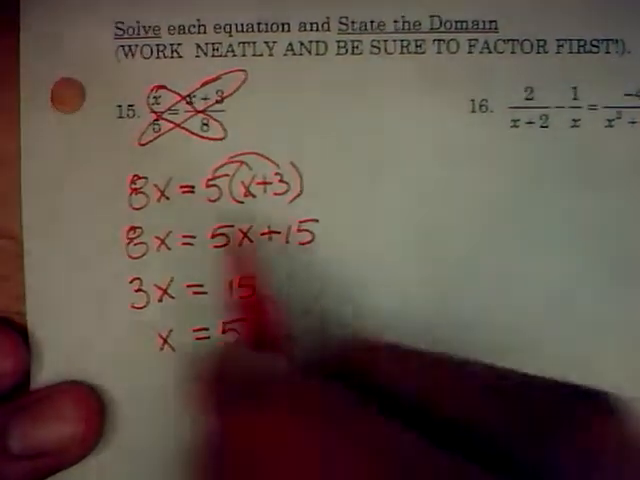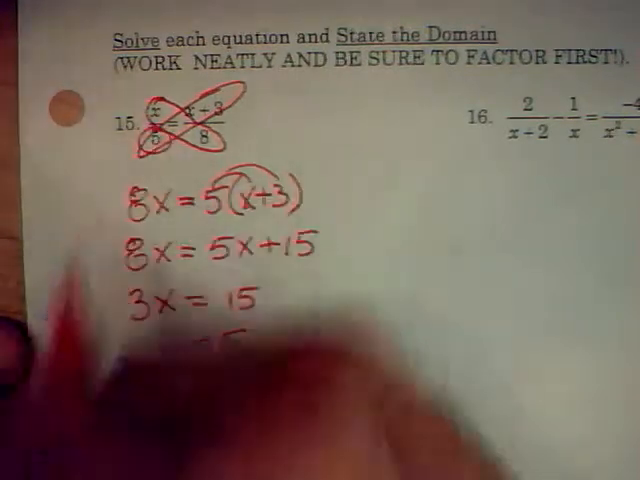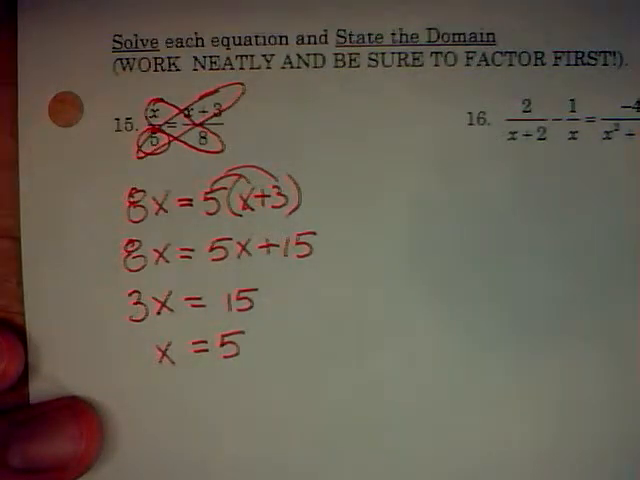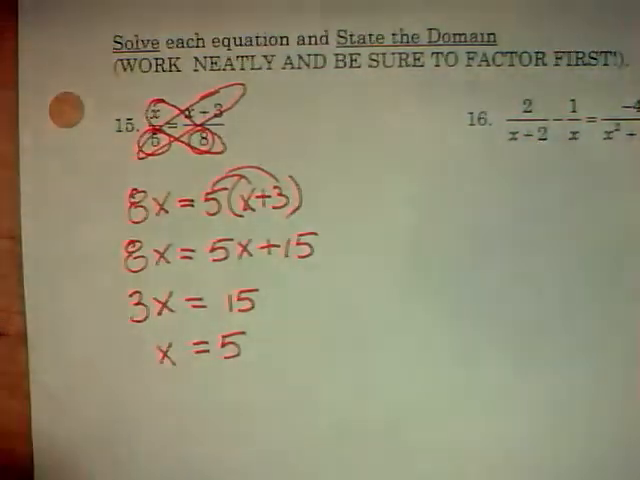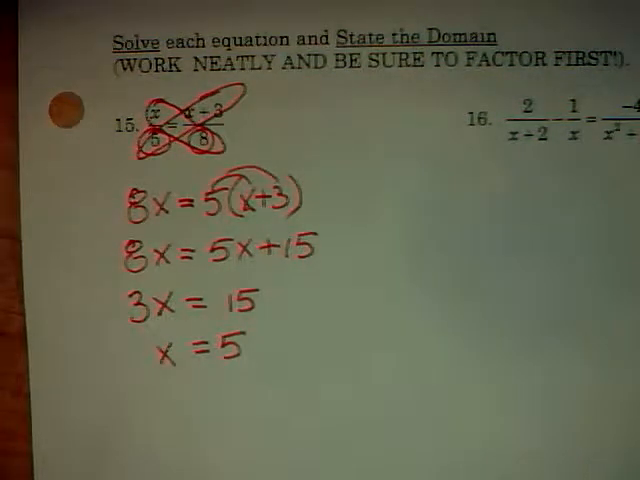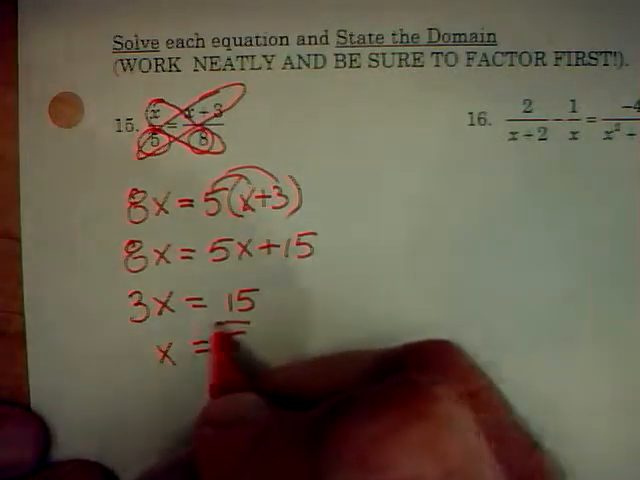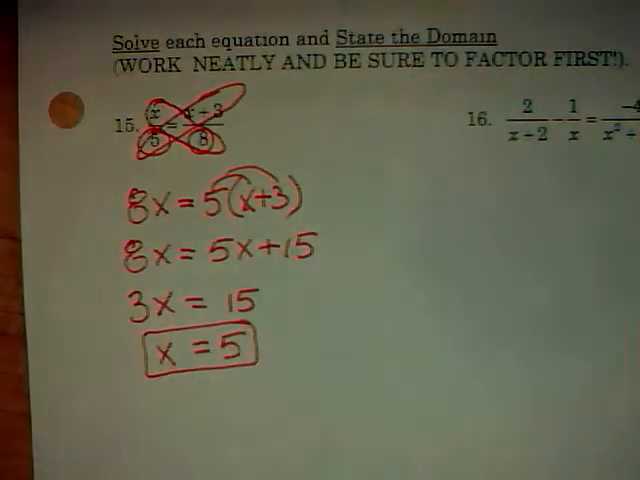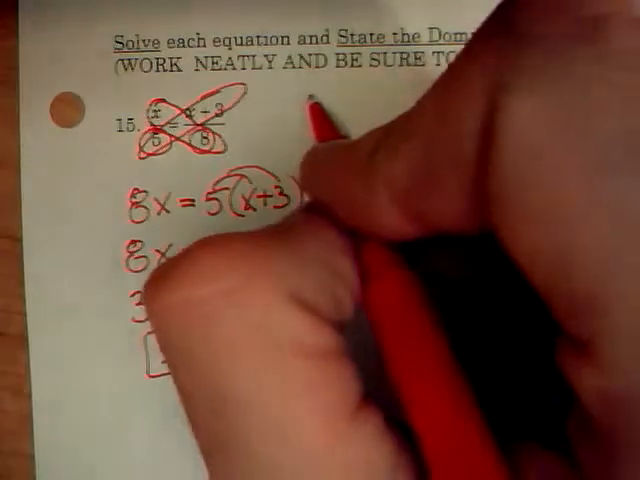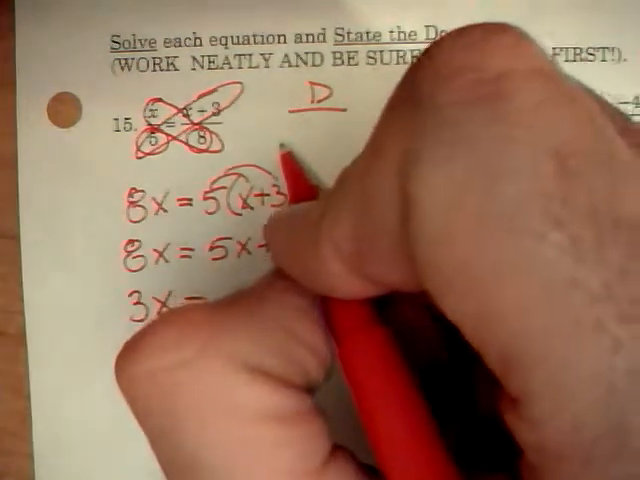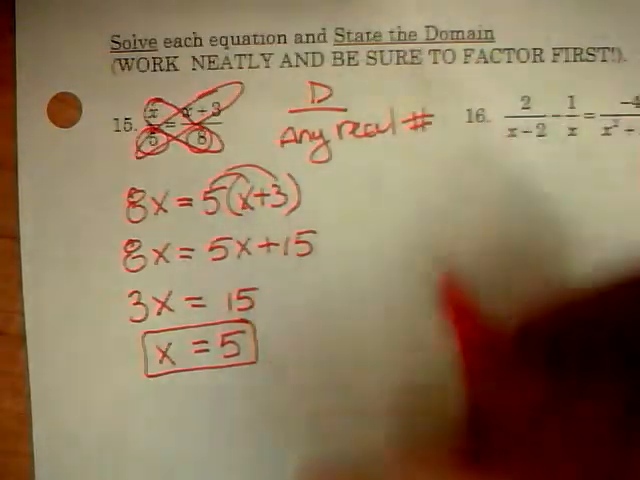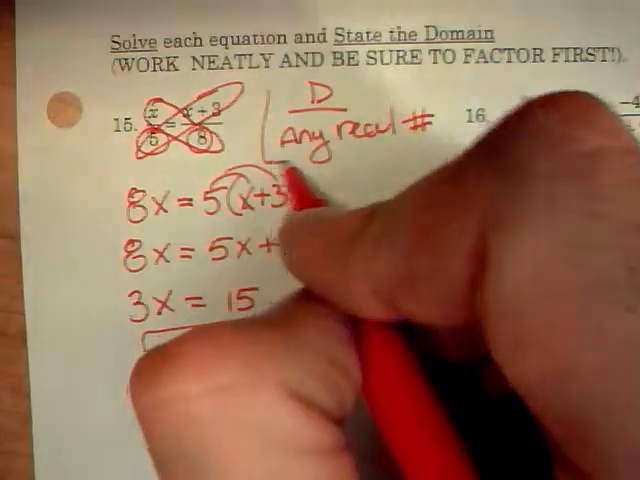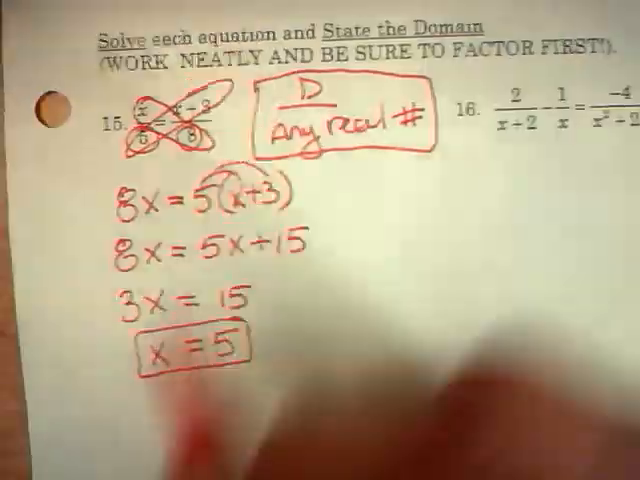Okay. Here we check our denominators. Looks like there's no chance that the 5 is going to change into a 0 because there's no variable, and there's no chance the 8 can turn into a 0 since there's no variable. So it means your final answer on this one is x equals 5. And as far as the domain goes, this would be any real number. There's no restrictions on your domain.